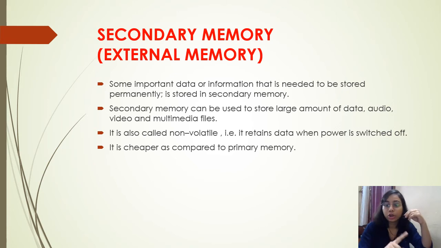It is also called non-volatile. It retains the data when the power is switched off. If we save it, it will remain even though the power is switched off. And it is also cheap compared to primary memory. So the difference between primary and secondary is primary memory is volatile, secondary memory is non-volatile. Primary memory is expensive, secondary memory is cheaper.